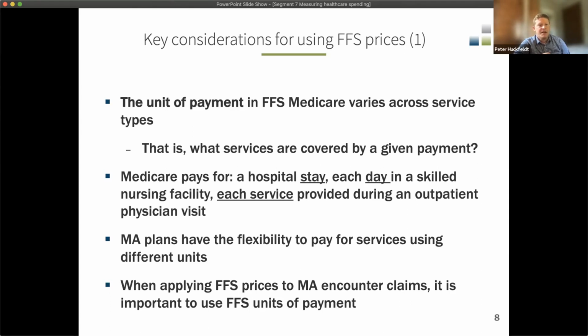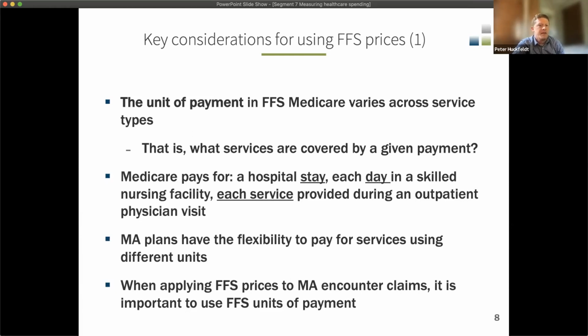And so one tricky thing is that Medicare Advantage plans don't have to pay for services using the same units. So for example, in home health, fee-for-service Medicare is paying 30-day episode payments, right? Episode-based payments. Whereas my understanding is that often Medicare Advantage plans are paying per visit rates. So it's just a different measure of quantity.